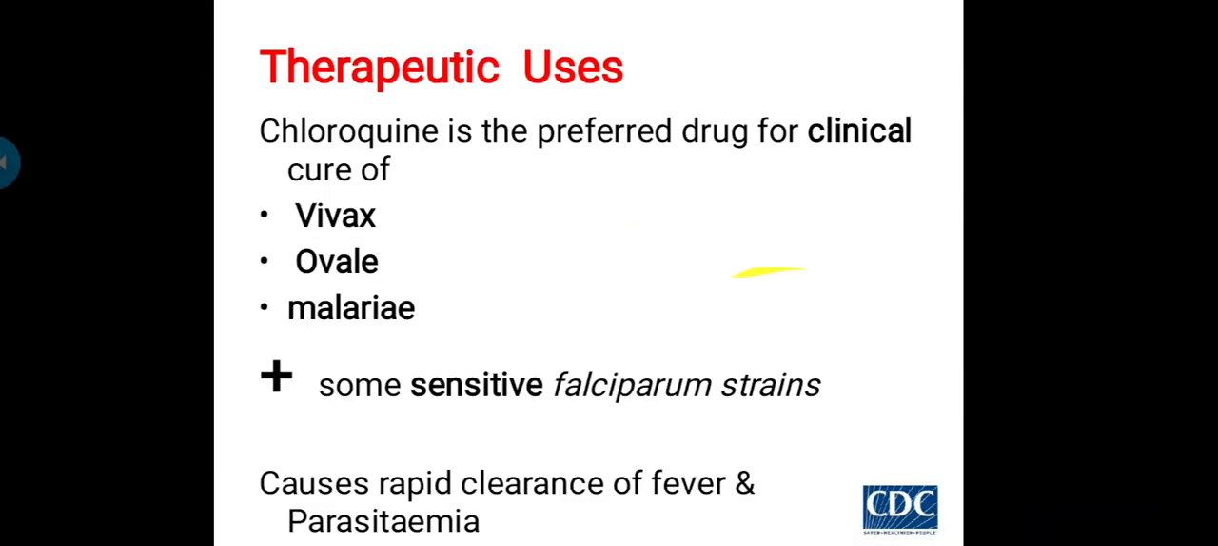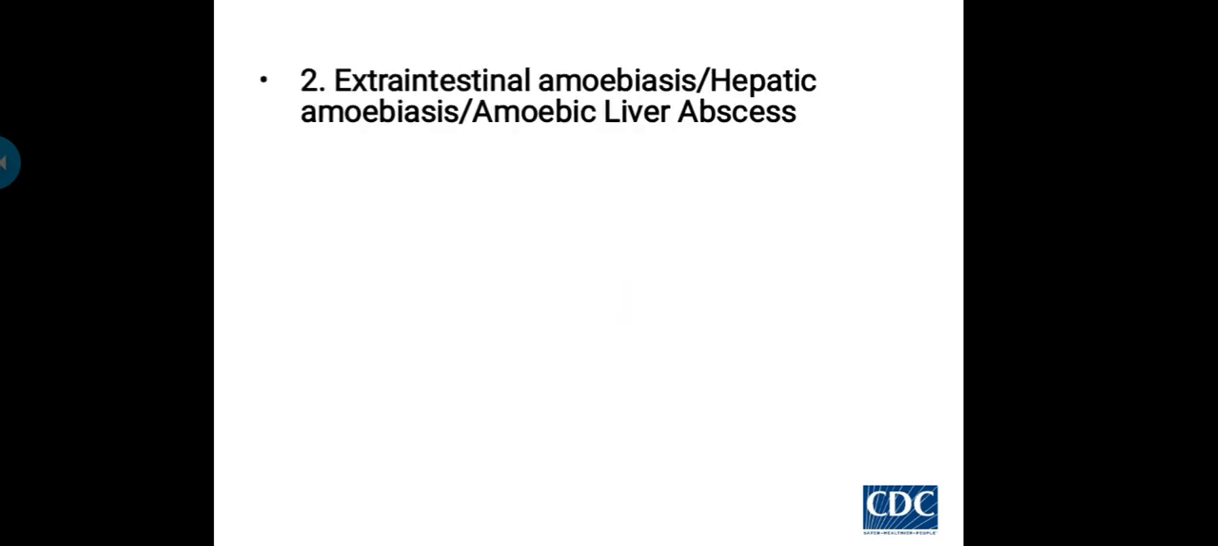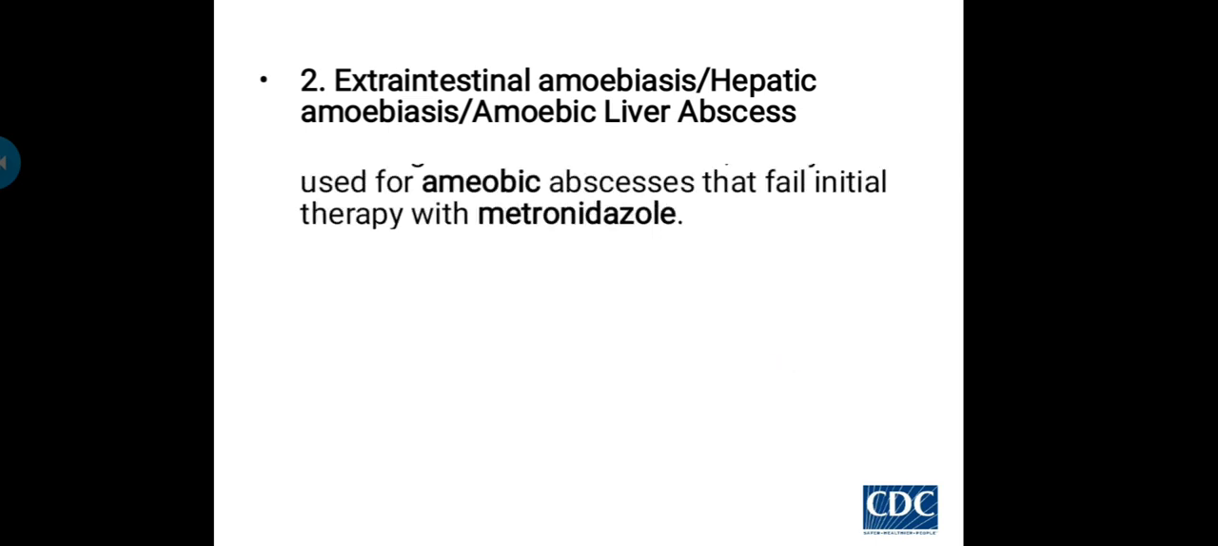So what are the therapeutic uses of chloroquine? This is a very commonly asked question. Extraintestinal amoebiasis, or hepatic amoebiasis, or amoebic liver abscess. Chloroquine is stored in the liver and it has some effect on Entamoeba histolytica also, which is forming the liver abscess. And due to high liver concentration, it may be useful for amoebic abscess that fails initial therapy with metronidazole. So metronidazole is the drug of choice for the amoebic liver abscess. When there is inadequate clearance of the amoeba from the liver, then chloroquine can be given.